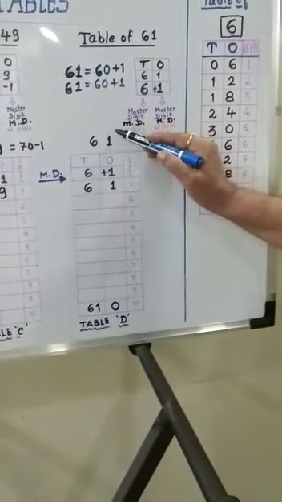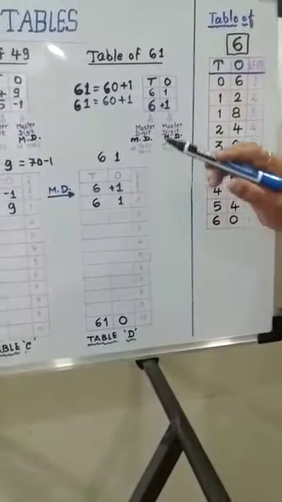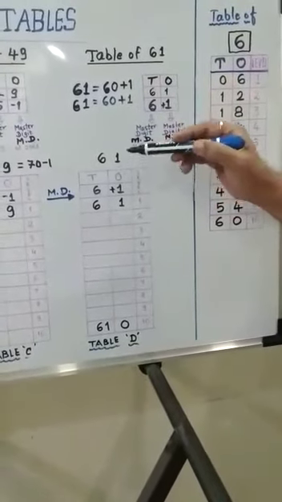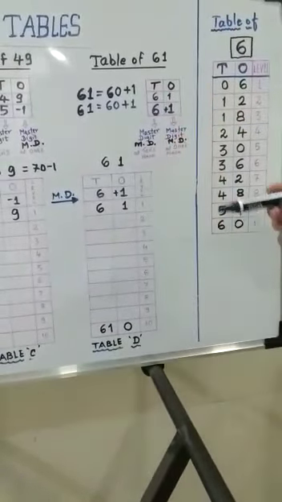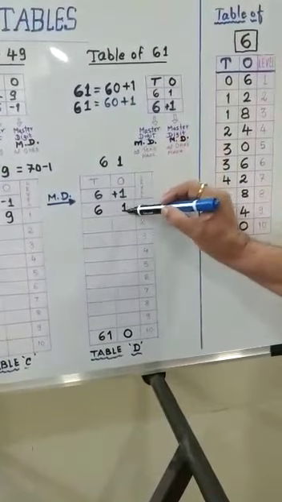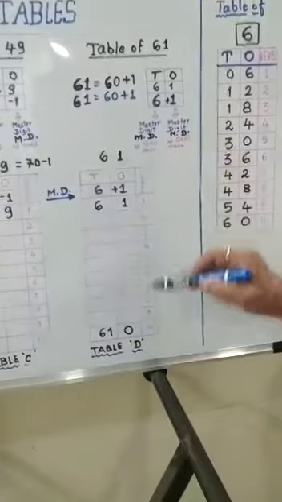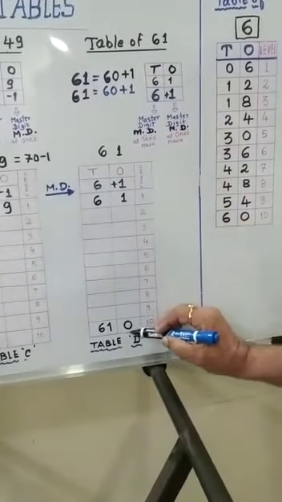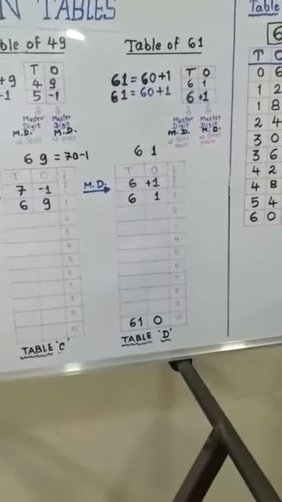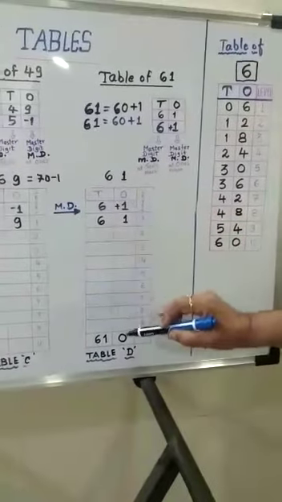Now we want to prepare the table of 61. First of all we will write the numbers that we already know. What are 61 ones? 61, that we already know. And what is the next number that we know? 61 tens are 610. Now we have to get the in-between numbers.